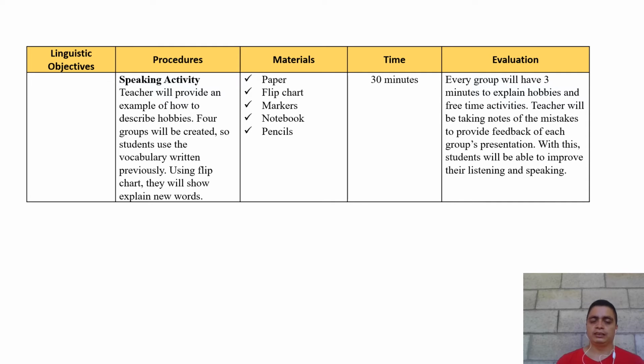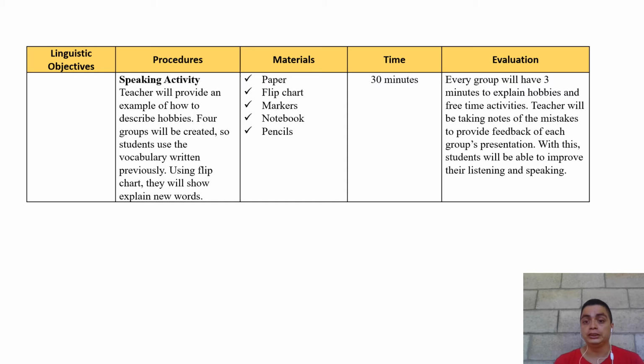And then I will organize 4 groups. So the students use the reading vocabulary previously. As I mentioned before, I will write down some of the vocabulary on the whiteboard, and they will be using a flip chart, so they will write down some information, and also they will explain those new words. So the first thing is to organize the groups, and they will be just writing on a paper. I will not pay attention to the grammar in that case.